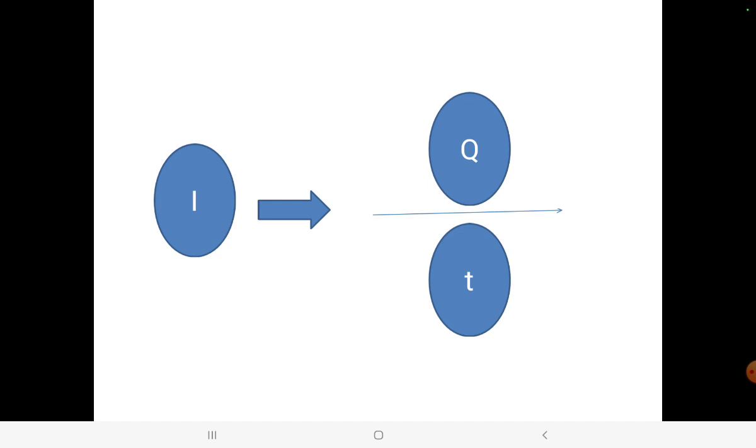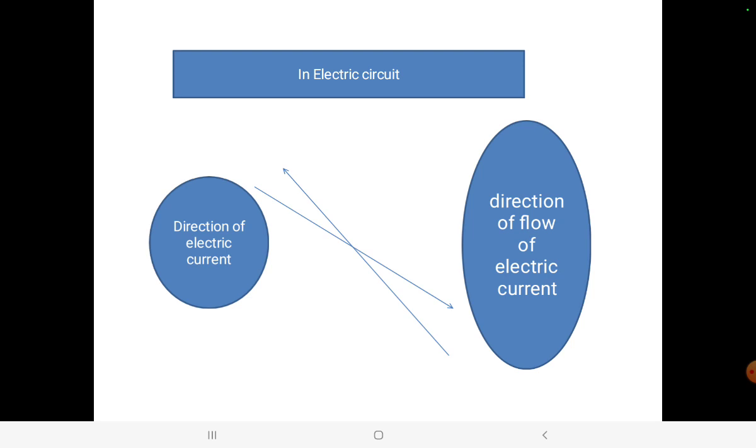Of course we know that charge can be represented with Q and time can be represented with T. So current is represented with I. Current is defined as the movement of a particular charge at unit area per unit time, which is nothing but electric current, I equal to Q by T. Now, in an electrical circuit, the direction of flow of electric current is always opposite to the direction of flow of electrons.